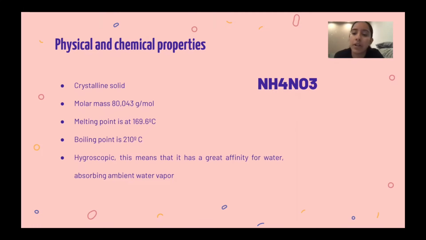The physical and chemical properties of ammonium nitrate are that it's a crystalline solid. Its molar mass is 80.043 grams per mole. Melting point is at 169.6 Celsius. Boiling point is 210 degrees Celsius. And that it is hygroscopic. This means that it has a great affinity for water, absorbing ambient water vapor.